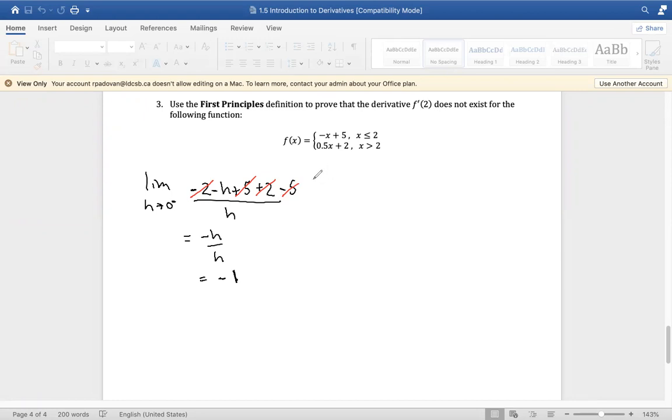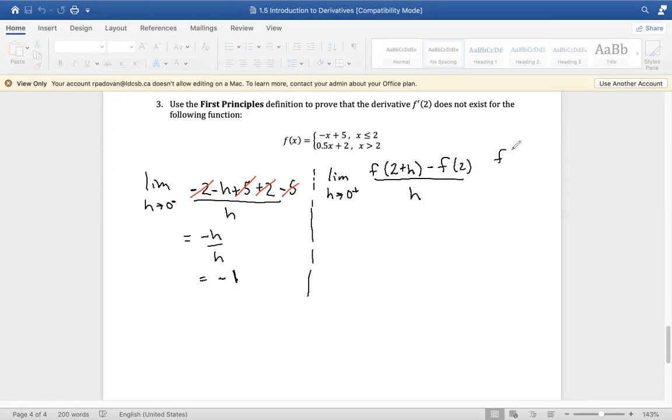So now I need my limit as I approach from the right-hand side. So my limit as h approaches 0, but from the right-hand side, I'm going to be using this equation, 0.5x plus 2, because I'm approaching from the right-hand side. So I have my original still, f of, remember I take my x and I sub in 2, so 2 plus h, instead of x plus h, minus f of x, but x is 2, over h.